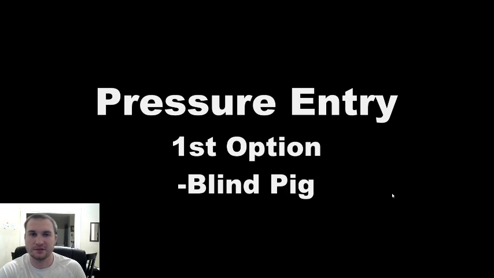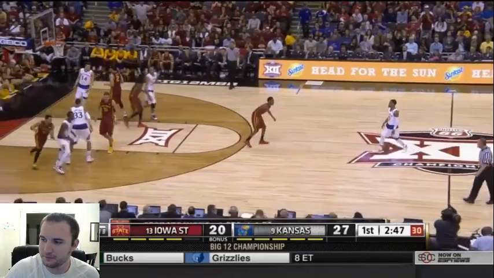So this is the first option. This is the blind pig pass. Past the elbow, just a drop pass down the blind pig.